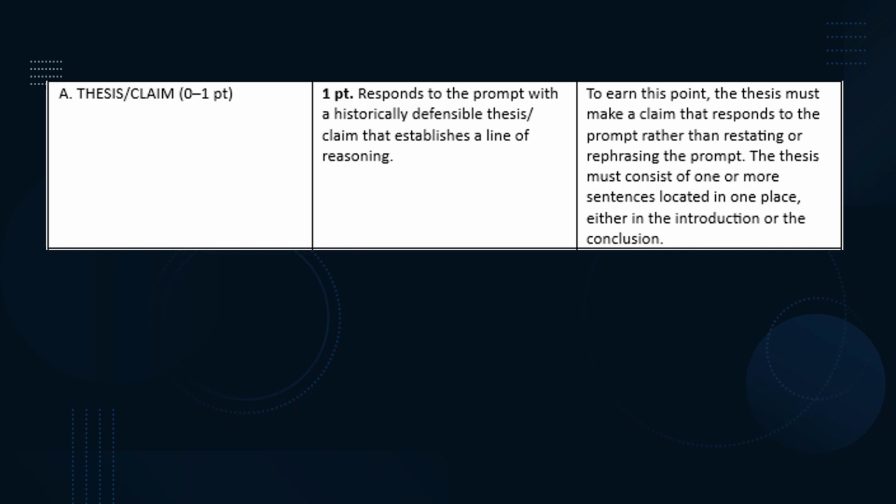The first section of the rubric is that of the thesis or claim. Like the LEQ, the thesis statement of the DBQ is worth 1 point. Advice for developing a good thesis statement remains the same as from the LEQ module and the argumentation module. As stated in the rubric, you must respond to the prompt with a historically defensible thesis that is backed by evidence with an established line of reasoning.